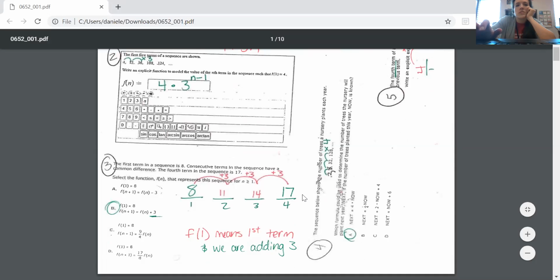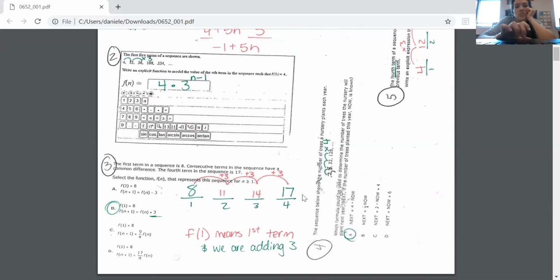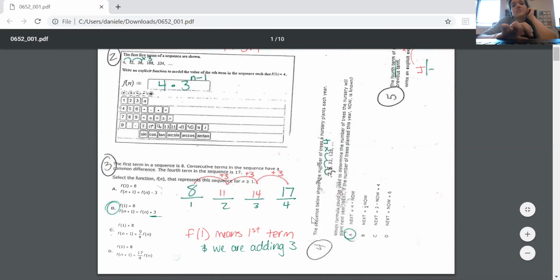Number 3 is a little different because they don't tell you what the change is. All you know is you start at 8 and the fourth term is 17. So you're going to have to guess around, do some guess and check a little bit to find out what the change was, but it ends up being that you were adding 3. So f(1) in this function notation means first term, so I know the first term is 8. Well, they all say that, so I can't cross anything off. But the only answer that says anything about adding 3 is B.